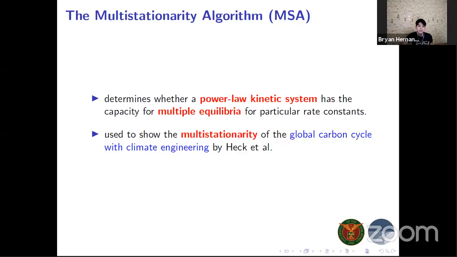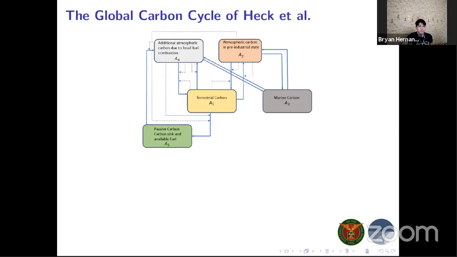We're going to the multistationality of a global carbon cycle model with climate engineering by Hecatan. So this is actually the model. You have these boxes, and these boxes correspond to the species. So you have A1, A2, and so on until A5. These boxes have interactions with each other. Now, for this particular scenario, a solid line corresponds to a mass transfer, and a dashed line is actually a regulation.